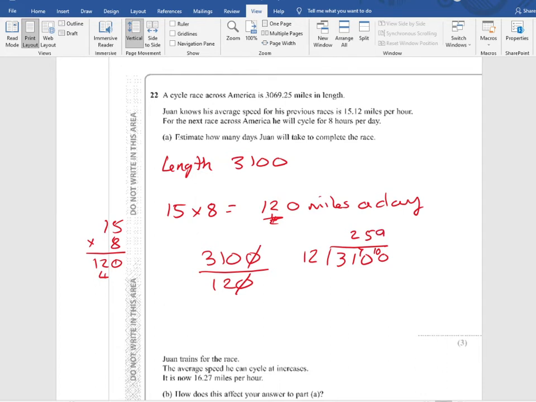So it's about 9. 259. That was my estimate, but I had to do a lot of work for that. Estimated 3,000 plus 15 times 8. 15 times 8 or 20 times 8, 3,000. Oh, I could have done it more simply. Yeah, I got 259 days.